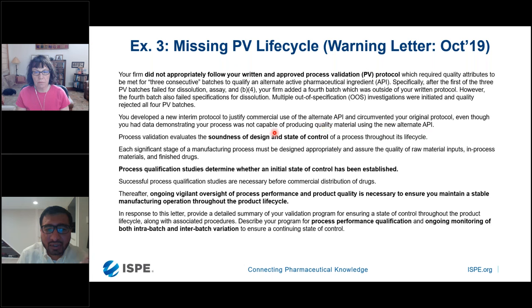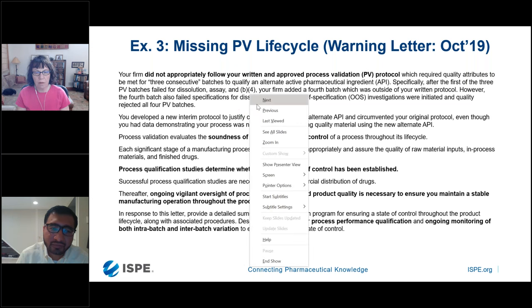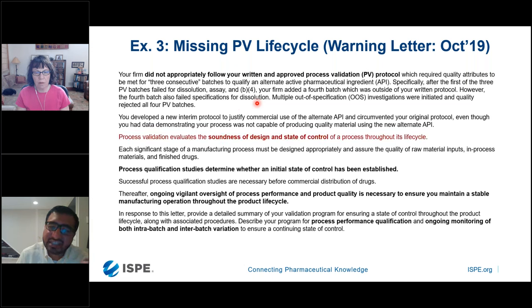And so in response in this warning letter, I think, and these are very important sentences that the FDA has written, they're basically going on to explain what process validation is. So process validation evaluates the soundness of design and state of control. I think very key words over there, state of control.